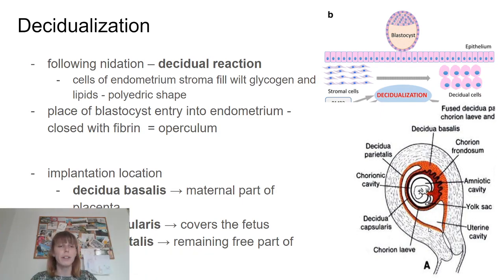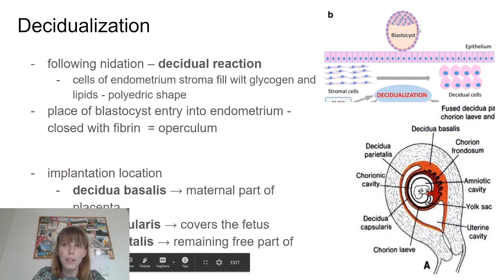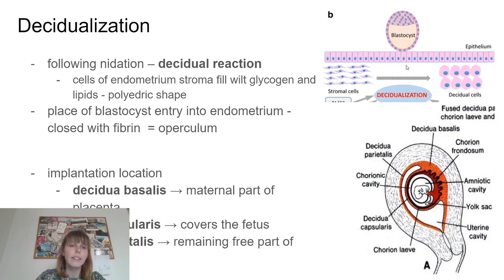So in the place where the blastocyst has nidated, where this all started, the endometrium will be called decidua basalis. So it will be this area. Decidua basalis will be here at the place where the fertilized egg first came to the endometrium and caught onto it. And this part will in the future become the maternal part of the placenta.